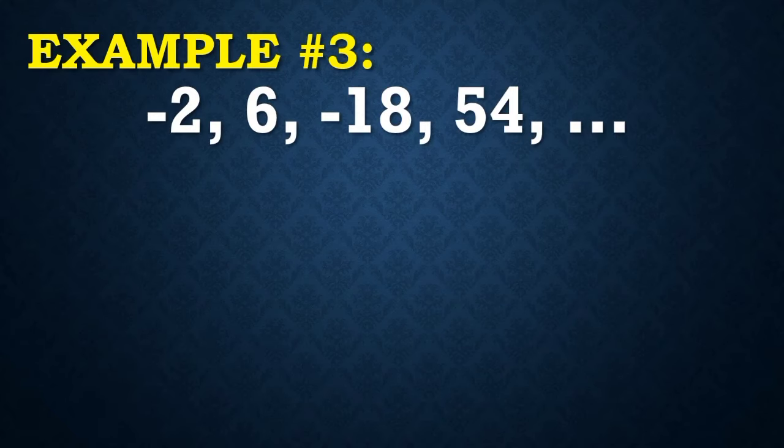So, for our third example, negative 2, 6, negative 18, 54, and so on. So, as you can see, meron tayo ditong symbol na 3 consecutive dots.